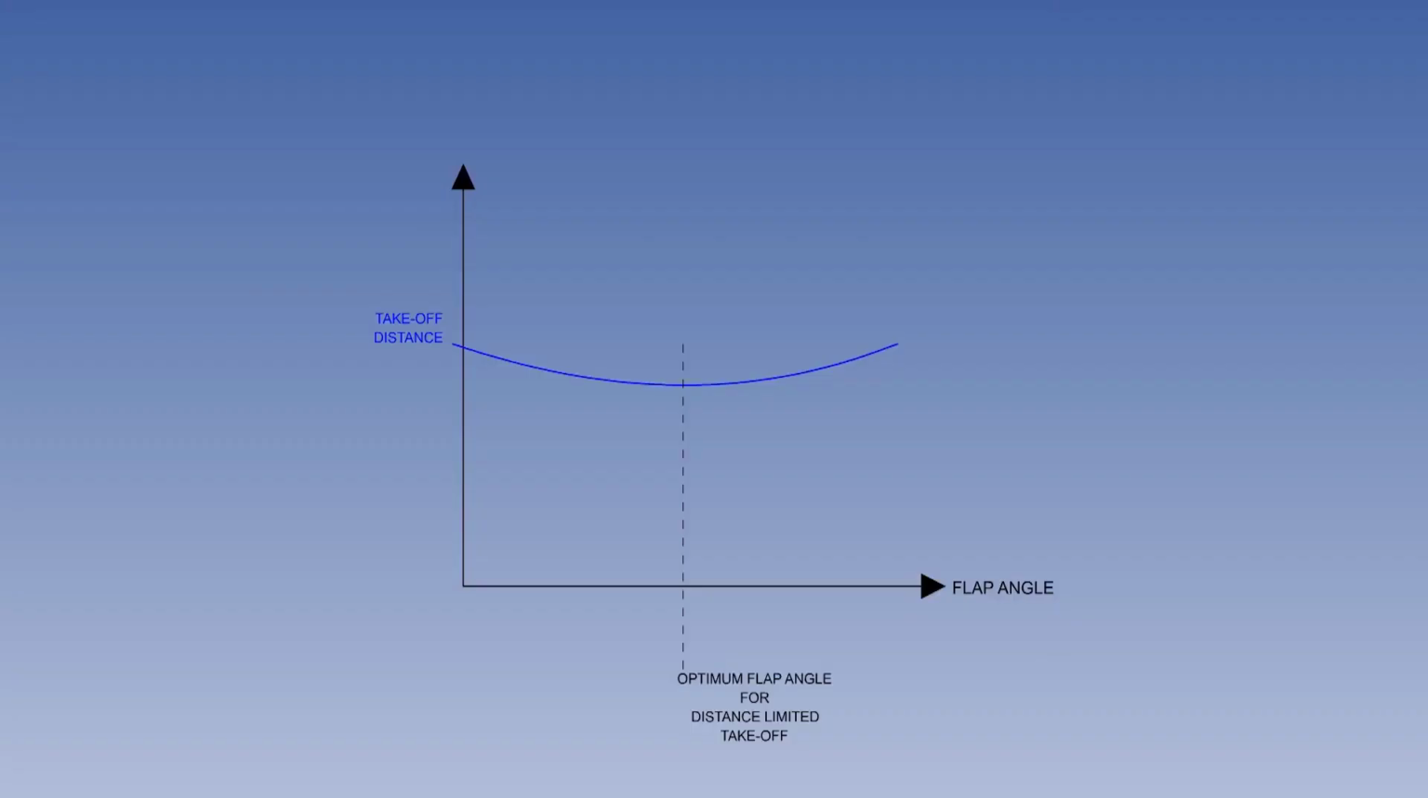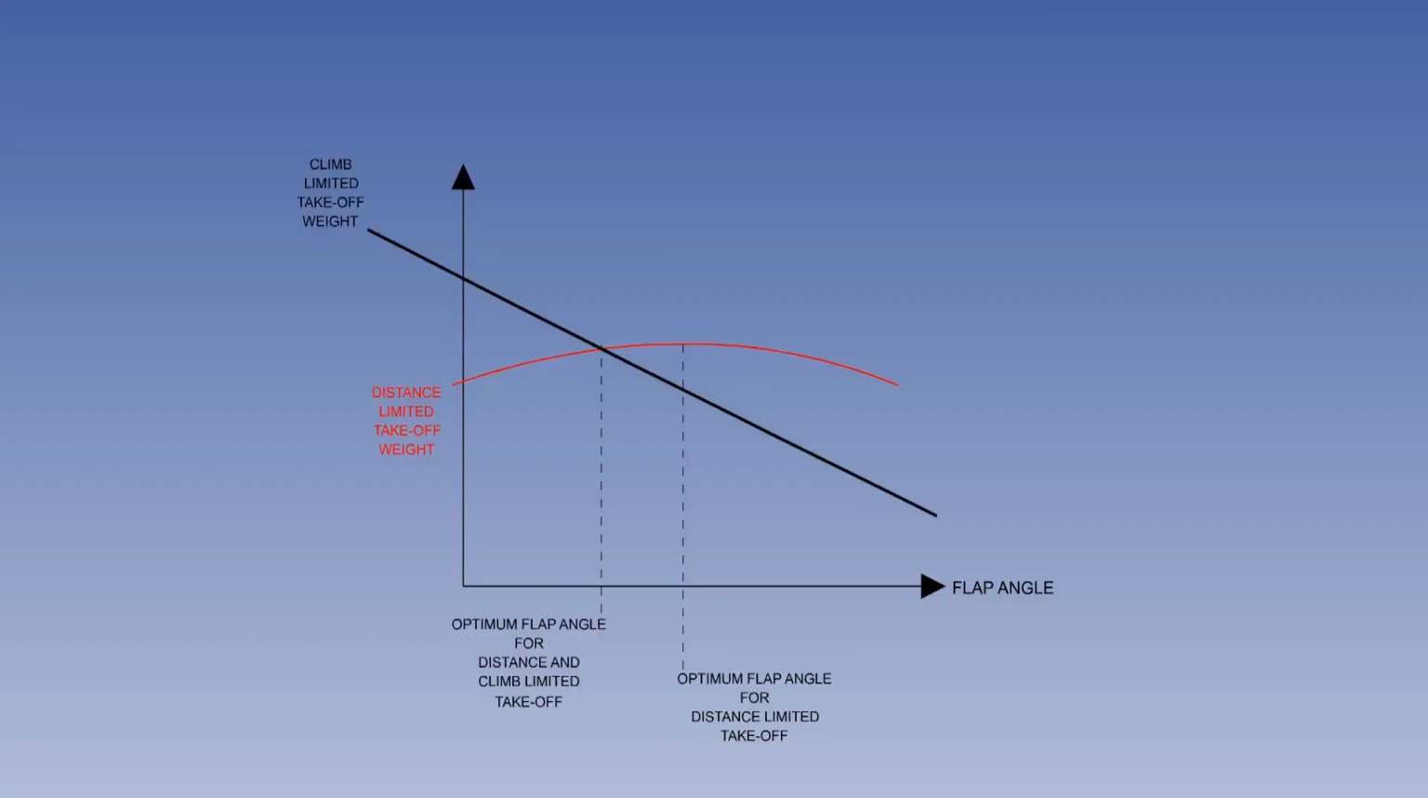What is the point in not using all of the runway length that is available? The operational advantage of using the optimum flap angle for takeoff is to carry more weight from a given runway length. After takeoff, a minimum climb gradient is required.